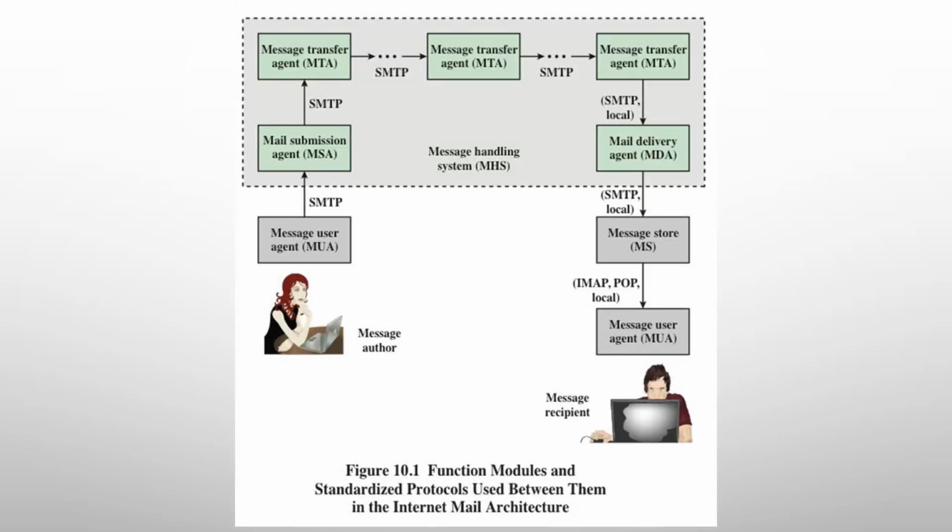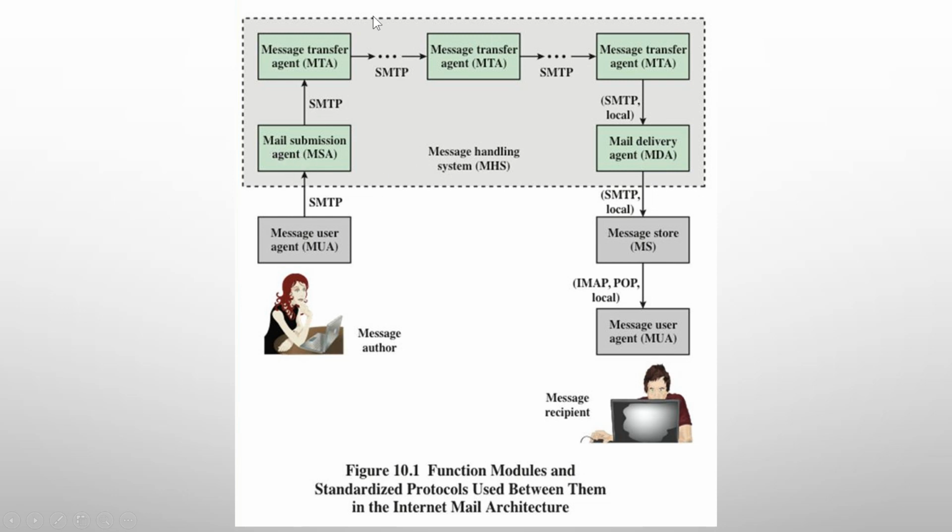The block diagram illustrates the key components of Internet Mail Architecture, which includes the following. This is the message user agent. It operates on behalf of user actors and user applications. Here, Alice is the sender, and she wants to send a message to Bob. Alice's message user agent formats the message and performs the initial submission into the MHS via a MSA.